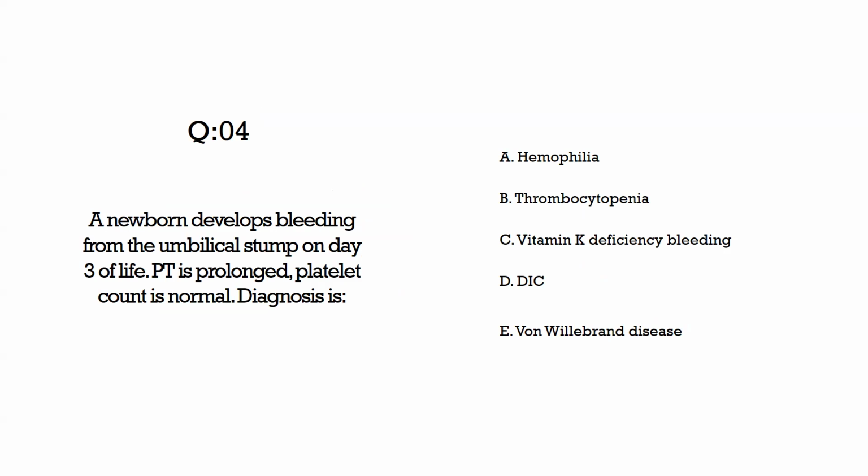So now we come to question number four: a newborn develops bleeding from the umbilical stump on day 3 of life. PT is prolonged, platelet count is normal. So the diagnosis is option A, hemophilia, option B, thrombocytopenia, option C, vitamin K deficiency bleeding, option D, DIC, option E, von Willebrand disease. C. Yes, C is the right answer.